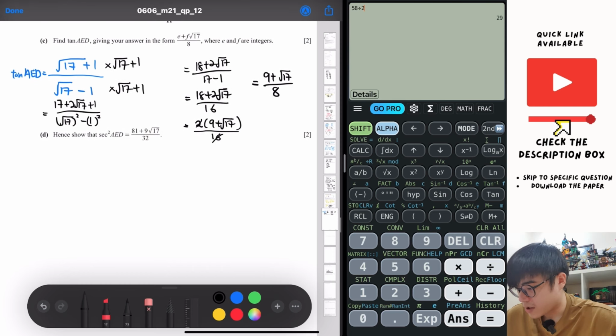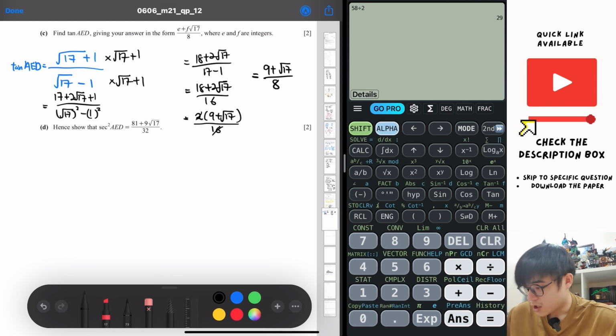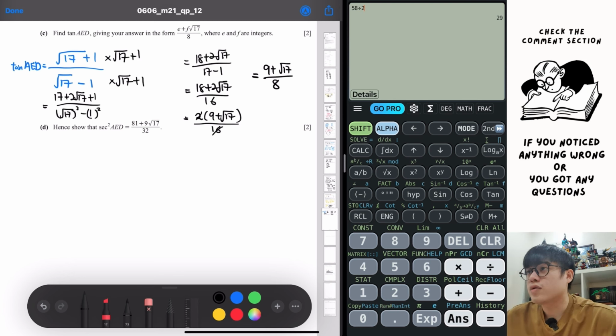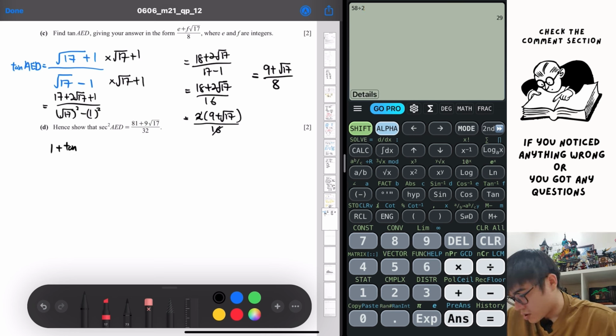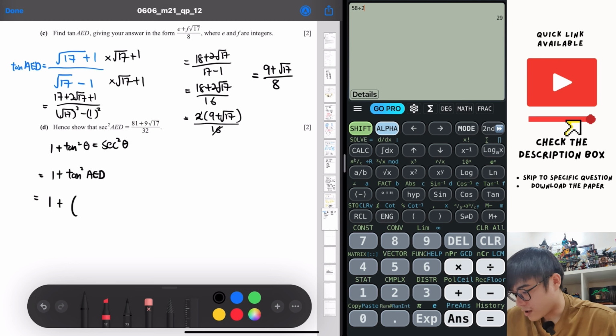We have one last part here that goes by sec squared AED equals 81 plus 9 square root 17 over 32. If you look at the conversion table at the top, sec squared theta is actually 1 plus tangent squared theta. If you utilize this concept, what it basically tells us is that it is 1 plus tangent squared AED. So if this is the answer, then our square will be dealing with this.